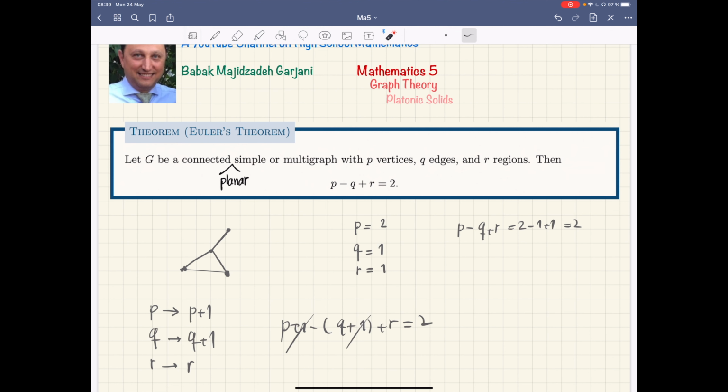Okay, so this is a very important rule. So connected, planar, but simple or multi-graph. So this is always correct. Okay, now let us describe a new concept here.